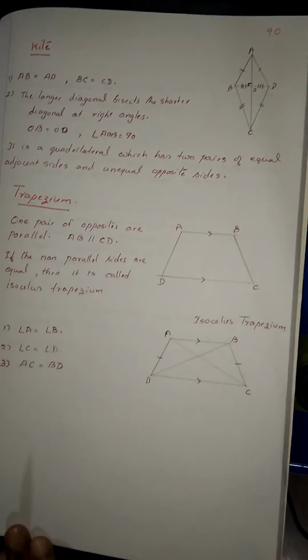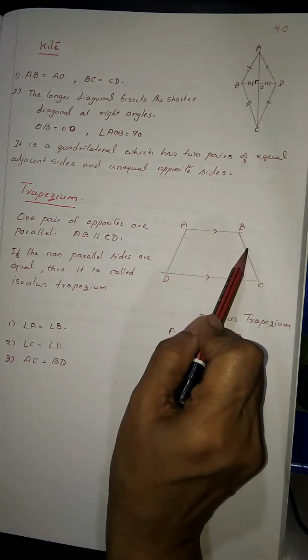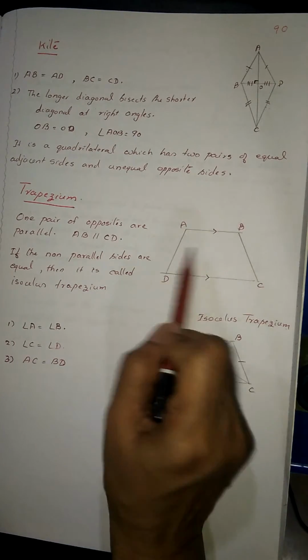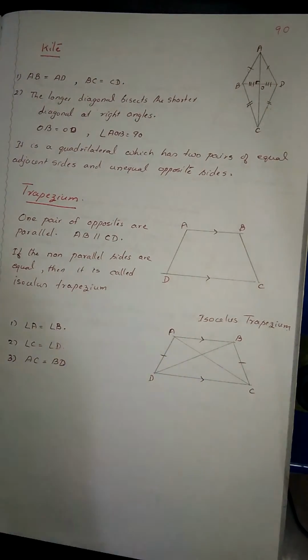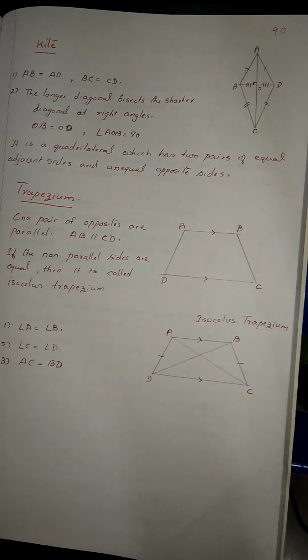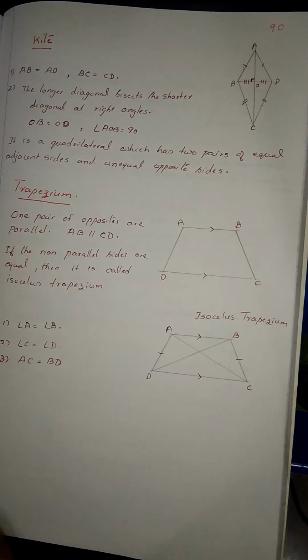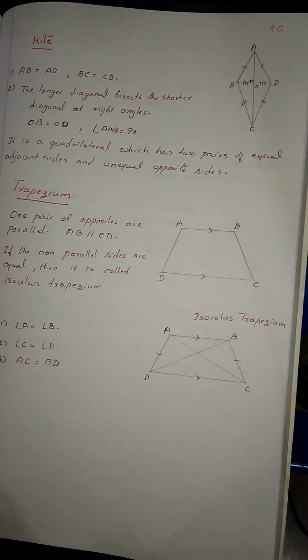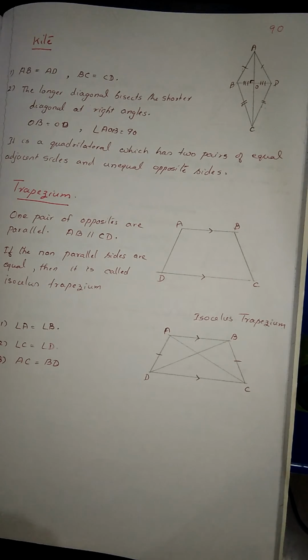Now trapezium, these two are parallel and these are not parallel, and these need not be equal. In case this is equal, then it is called an isosceles trapezium. So in our next coming videos, we will try to prove all these properties, which will help you to understand these concepts much better.